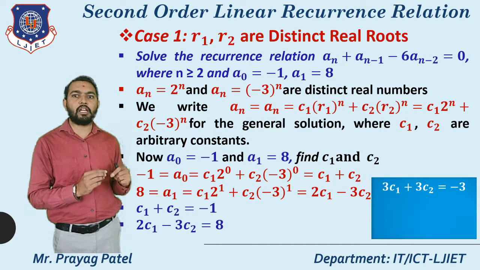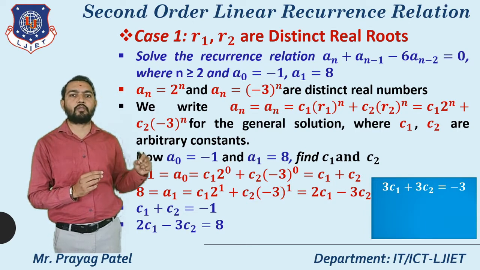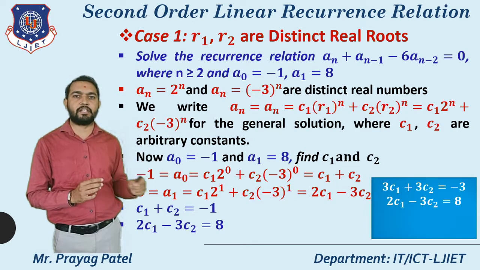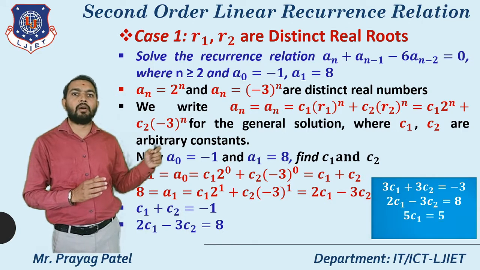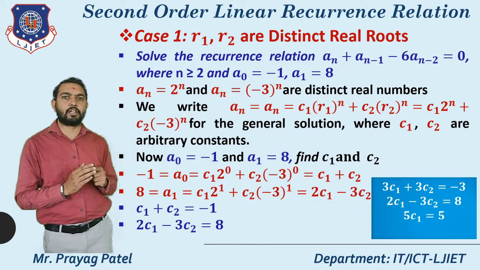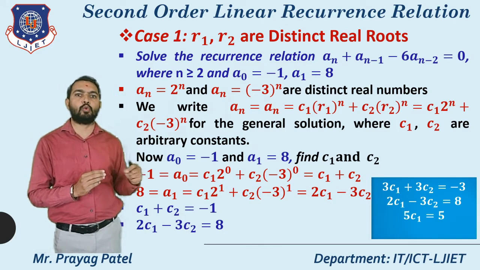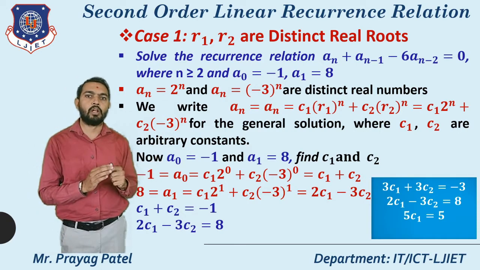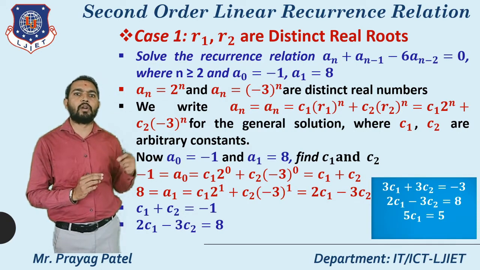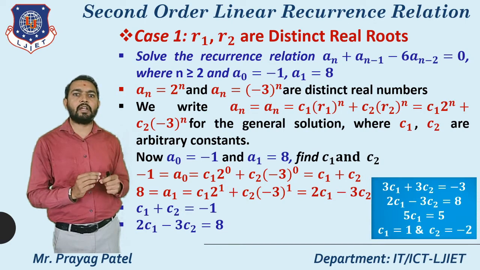Then we will get 3 into C1 plus 3 into C2 is equal to -3. The second equation is as it is. Now addition of these two equations. So addition of these two equations means 3C2 and minus 3C2 remove. So 5C1 is equal to 5. That means C1 equal to 1.